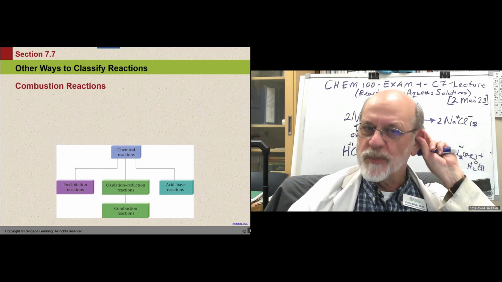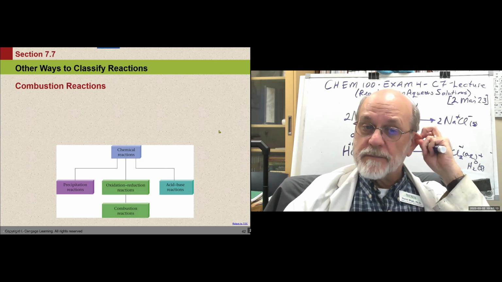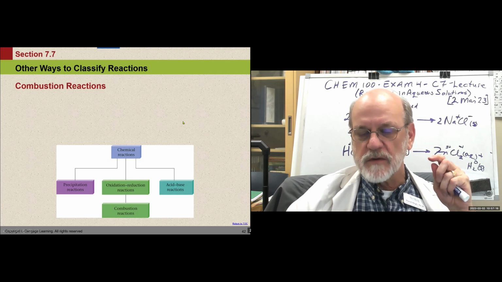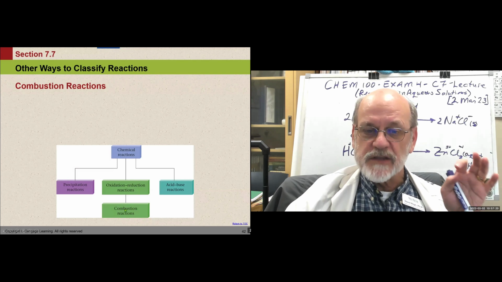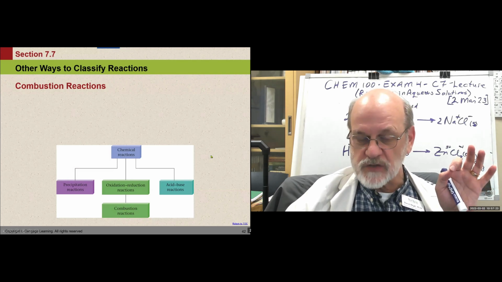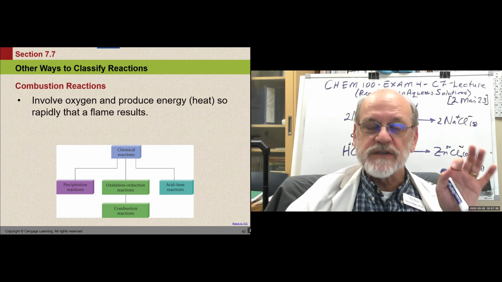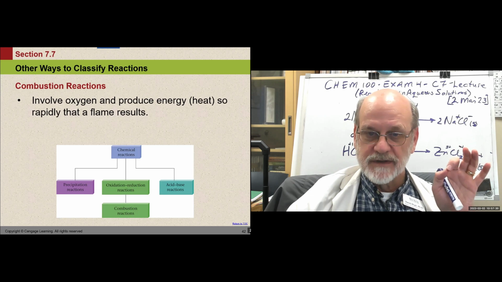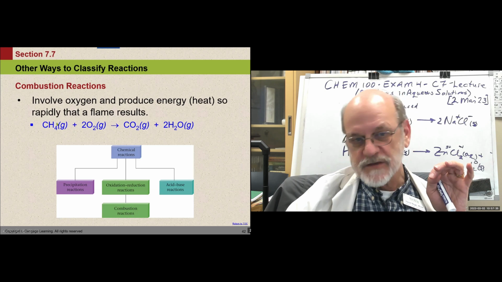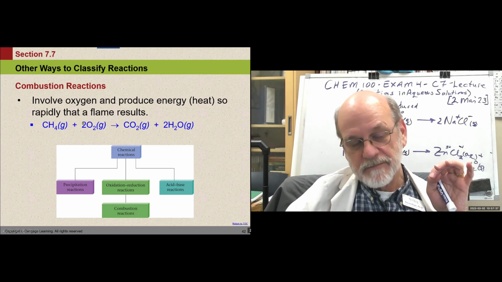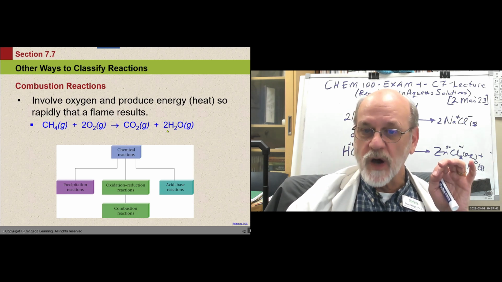This flow chart might help a little bit. There are some other types of reactions, and these are operationally defined. A combustion reaction is by definition an oxidation reduction reaction, but it's special. It always involves elemental oxygen and produces energy. So in this case, we've got methane, CH4, and oxygen producing carbon dioxide and water.